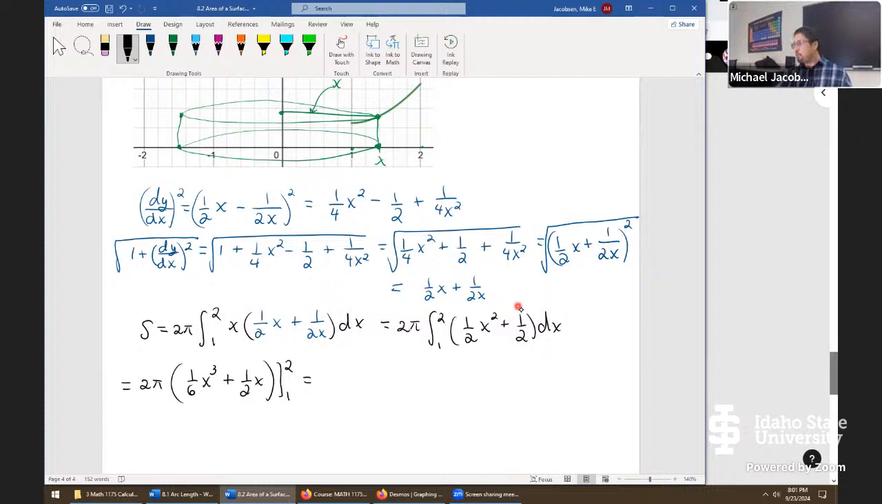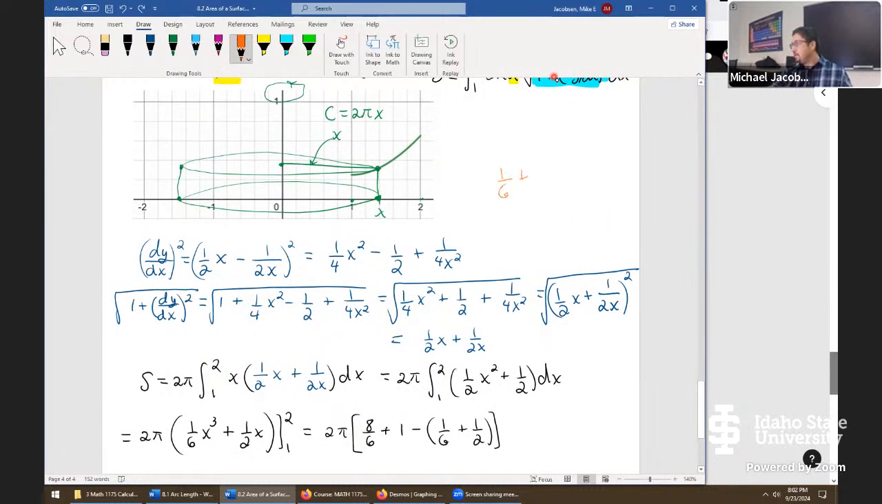And this is the arithmetic side of the problem. It's now 2 pi times. Putting a 2 here gives us 8/6. Putting a 2 here will give us a plus 1. Now plugging in 1 just gives us a 1/6 plus 1/2. And let's sort this out. 1/6 plus 1/2 is really a 1/6 plus 3/6. So we get a 4/6 or a 2/3 from that parenthesis right there.